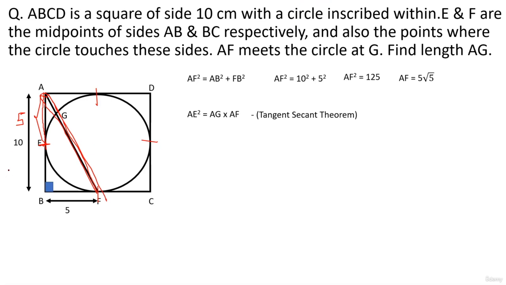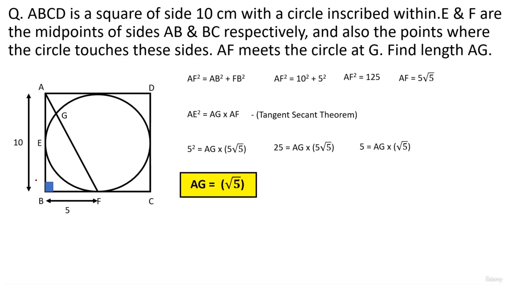So this AE square will be AG into AF, right? AE I told you is 5, because E is a midpoint, and AF we found is 5 root 5. Plugging in the values, we get 5 square, which is 25, equals AG into 5 root 5. 5 cancels, AG is 5 by root 5, so the value of AG is root 5, right? Okay, let's go on to the next part.